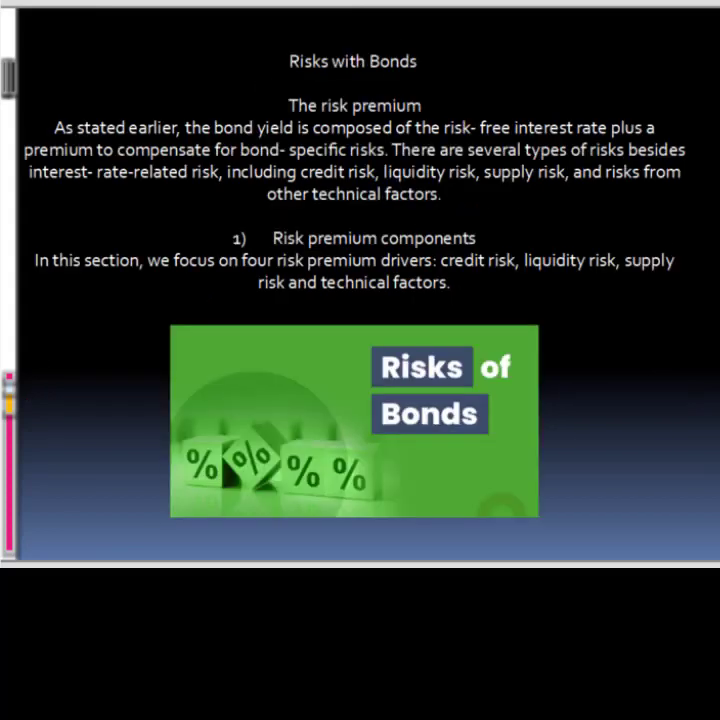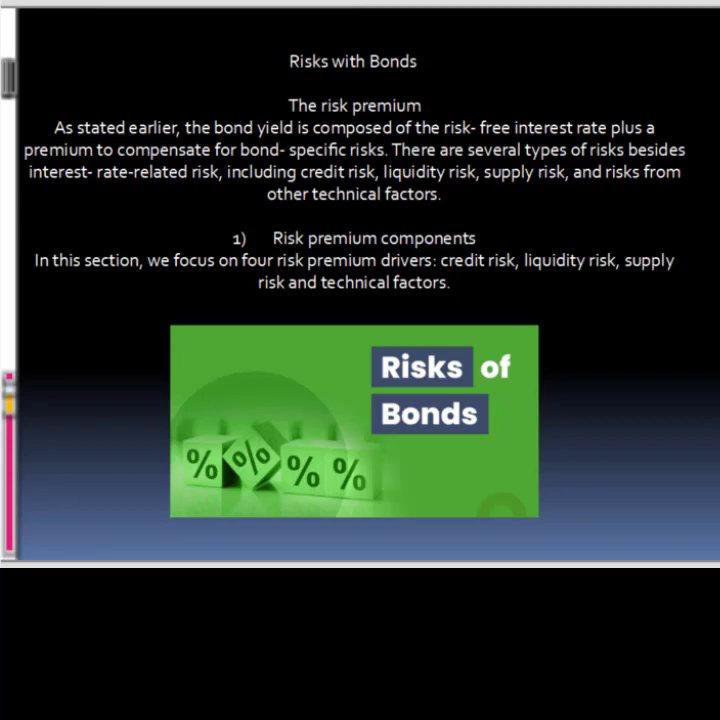Now that we understand how it's pricing, how it's above or below par, it's also important to understand that the majority of bonds actually have risks. So let's go through some of the risks with bonds.